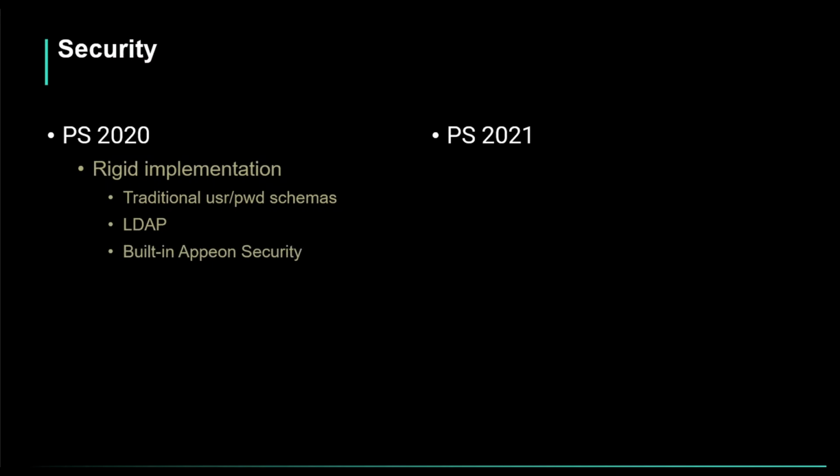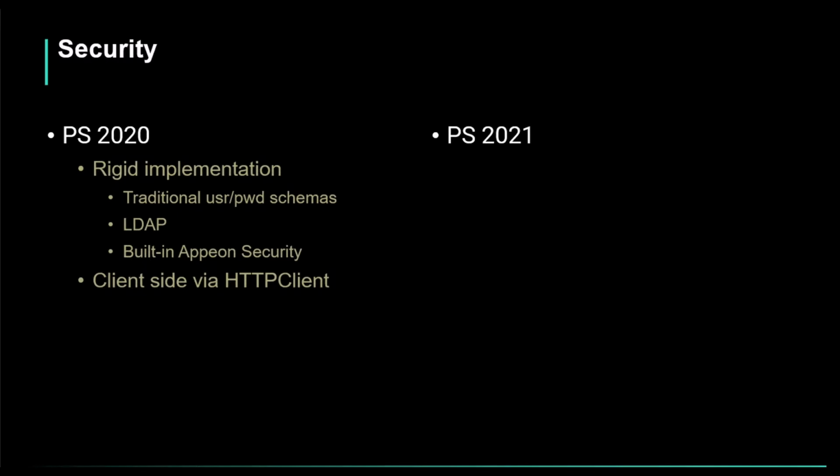Security. PowerServer 2020 has a rigid implementation, typically based on traditional user and password schemas. Otherwise, you can access an LDAP service or the built-in Appeon security with configurable groups and users. The PowerBuilder HTTP client object extends the cards you can play because you can call REST authentication services, although keep in mind it will be logic running on the client side, which is maybe not what you want.